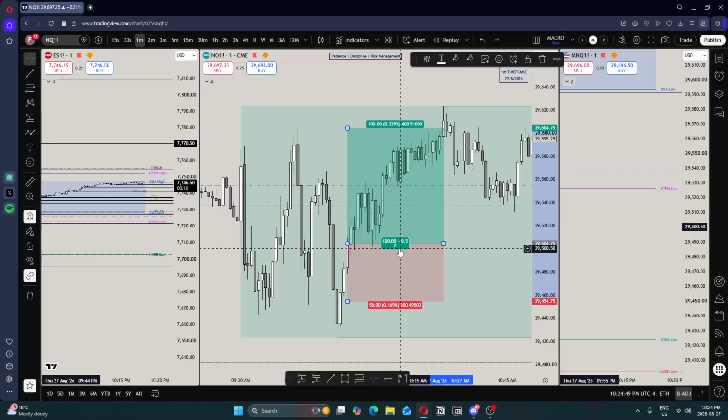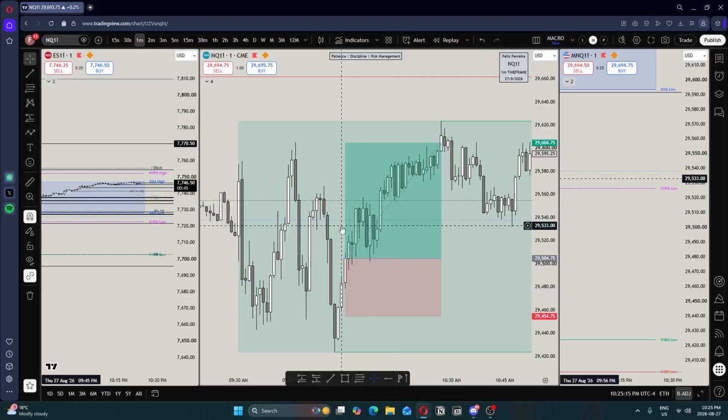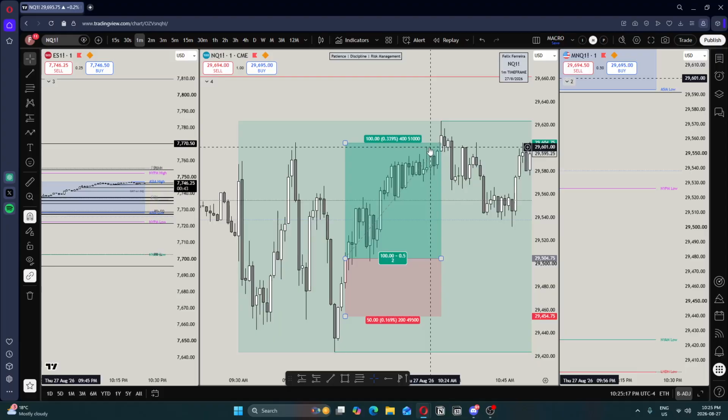That means that I'm making 2 times the amount that I'm losing if this trade plays out in my favor. 50-point stop with 1 mini contract means that if price comes down to this point and stops me out, I will lose $1,000. If price plays out in my favor, that would be a 2 risk to reward. What does that mean? I am making $2,000. I'm risking $1,000 to make $2,000. Pretty simple, straightforward.